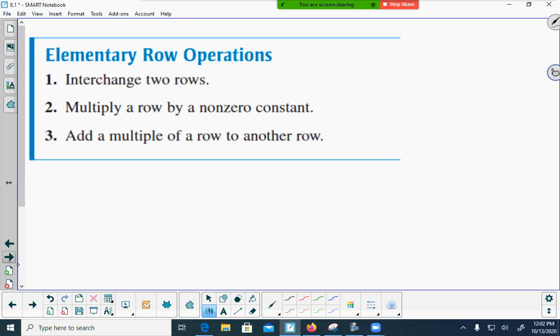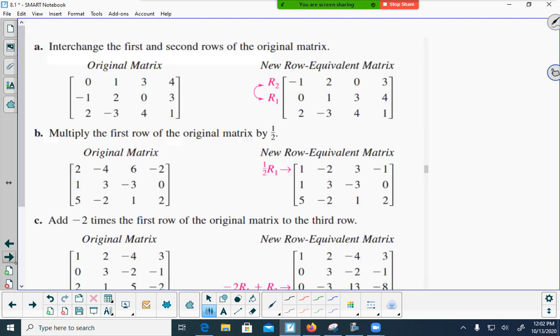So I'm going to do what's called elementary row operations, and I'm going to learn how to interchange two rows, multiply a row by a nonzero constant, and then add rows. We're going to do that to manipulate our rows so that we can eliminate different elements of our matrix. And this is stolen from the book.